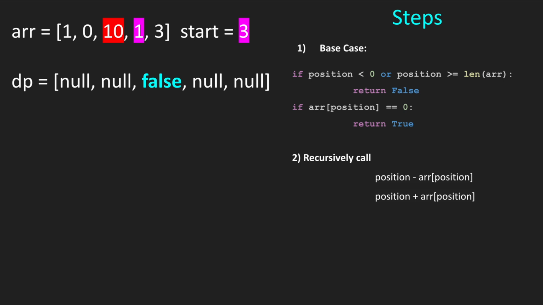Because if next time we again reach the index 2, we know that starting from that index, we cannot reach our index with the value of 0, so we are setting that to false. How about the next one?